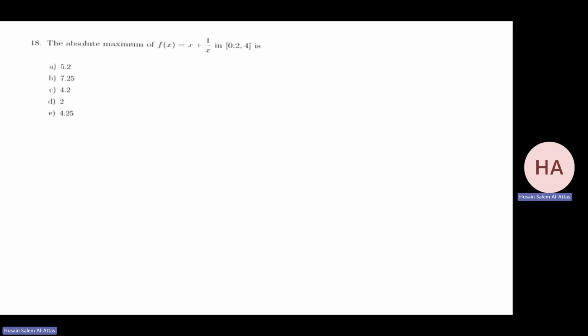Okay, absolute maximum of this function. How to do this? I need to find the critical numbers. First, the function is continuous on the closed interval, so I need to find the critical numbers. F prime, that will be what? 1 minus 1 over x squared. Make it equal to 0.